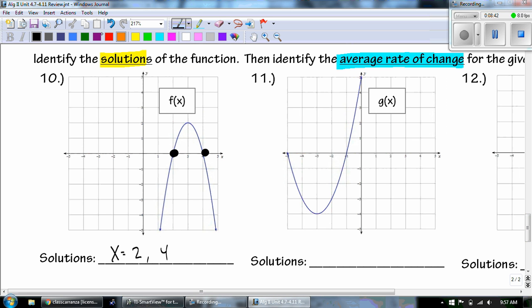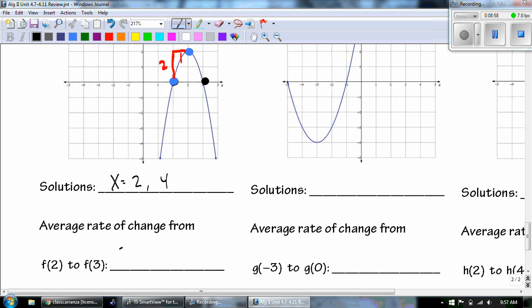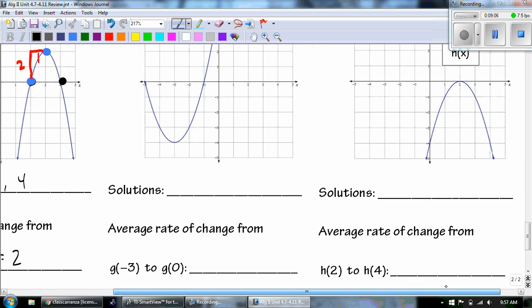So f of 2 we already found. Okay, it's right here. F of 3 is right here, so my average rate of change is going up 2 over 1. And 2 over 1 is the same thing as 2. Okay? So my solutions are where it crosses the x-axis. So for here, we have our solutions at -5 and -1.